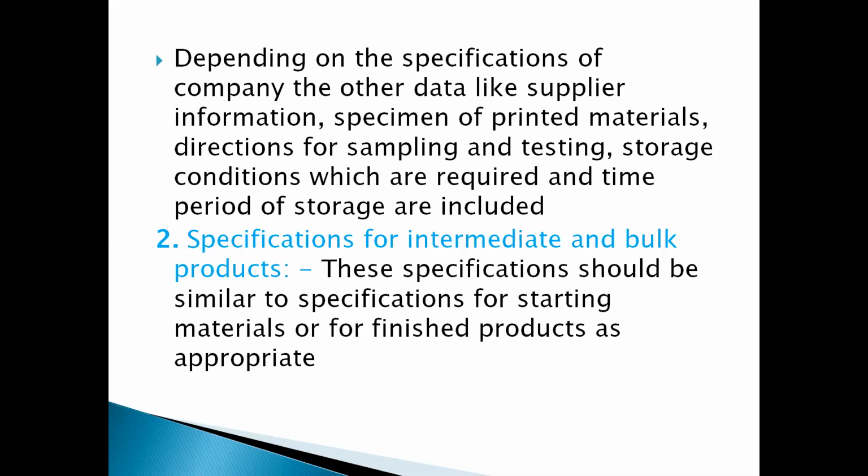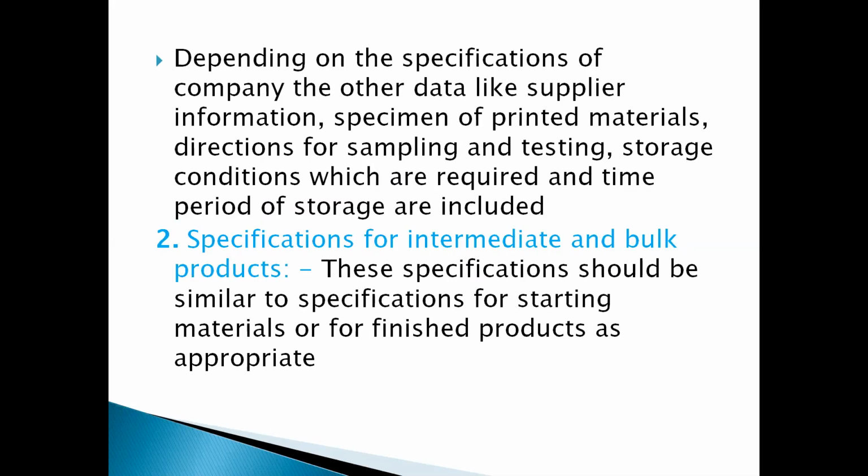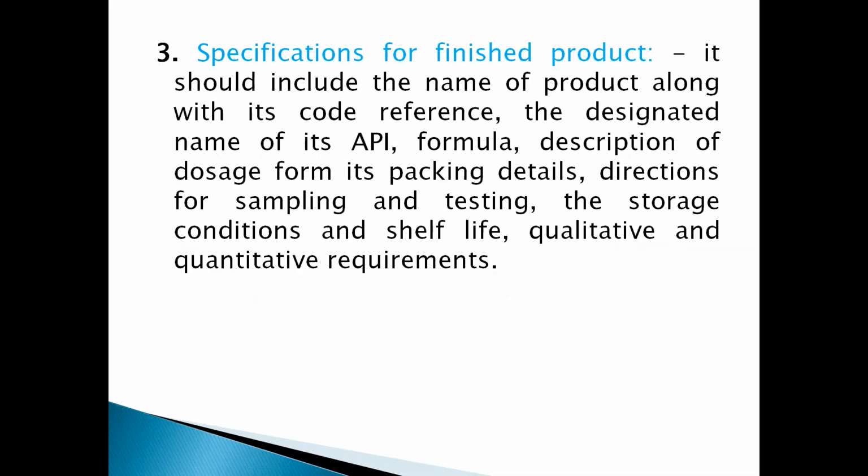Then the second one, specification for intermediate and bulk products. On the first one, we have seen the specification for starting material. And the second one is the specifications for intermediate and bulk products. These specifications should be similar to the specifications for starting materials or for the finished products as appropriate. Okay, so quite similar.